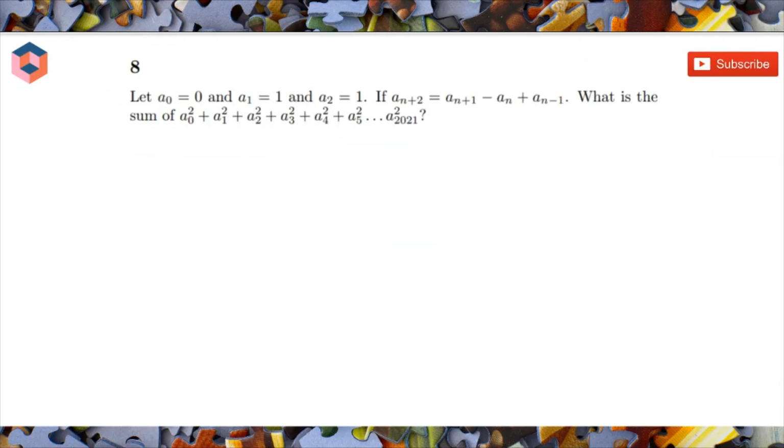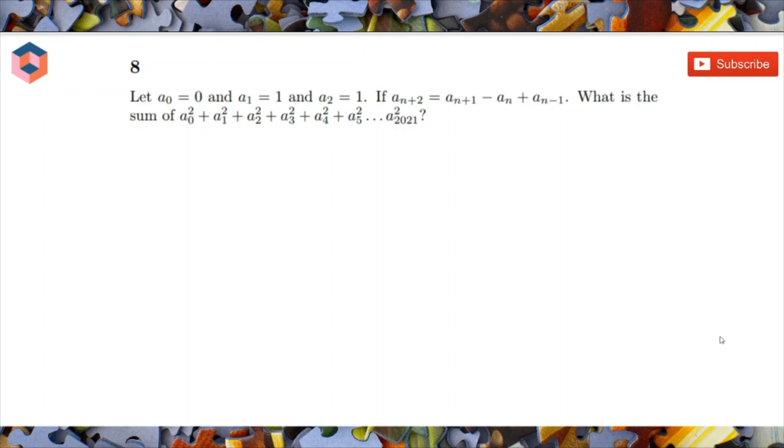Problem number 8. Let a sub 0 equal 0, a sub 1 equal 1, and a sub 2 equal 1. If a sub n plus 2 is equal to a sub n plus 1 minus a sub n plus a sub n minus 1, what is the sum of a sub 0 squared plus a sub 1 squared all the way to a sub 2021 squared? I doubt we're going to be calculating all 2022 terms, since that would take way too long for this test.